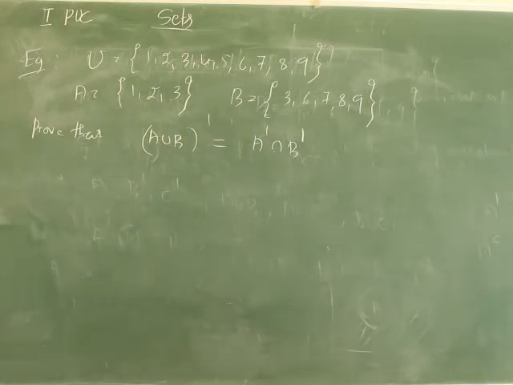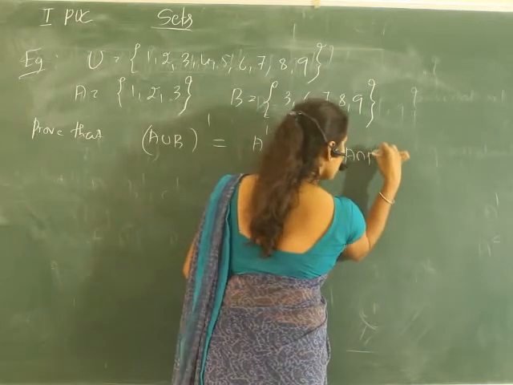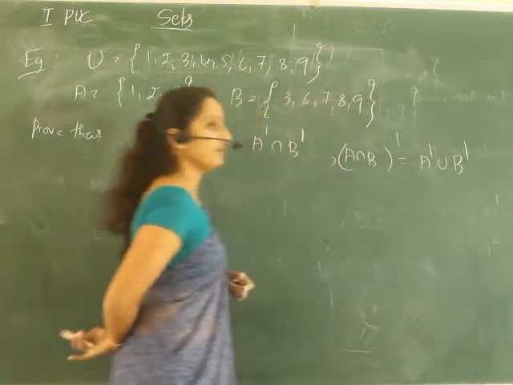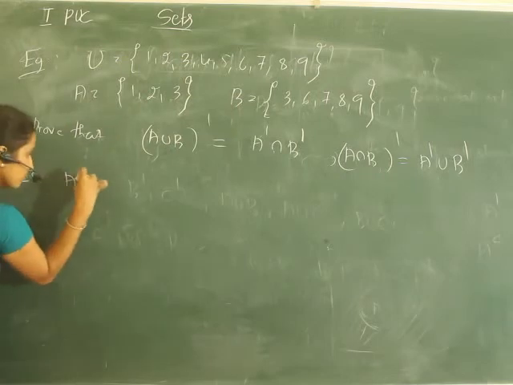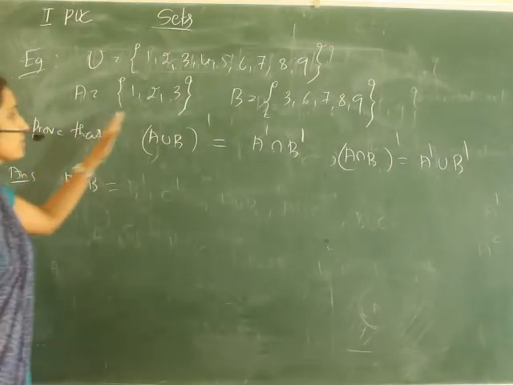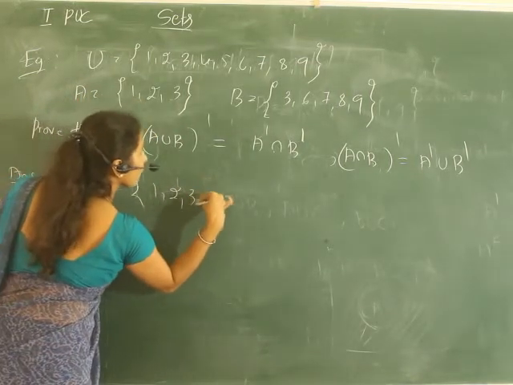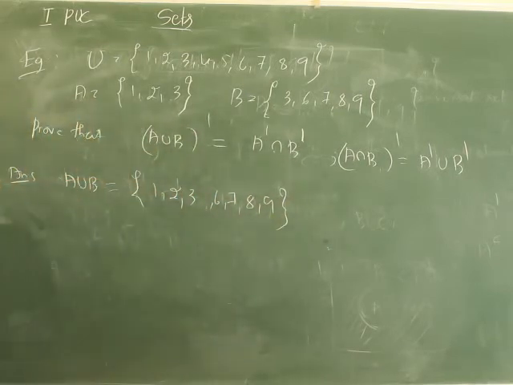It is given A, B and the universal set U. You have to prove that A union B whole complement is equal to A complement intersection B complement, and one more, A intersection B whole complement is equal to A complement union B complement. So first I'll consider what is A union B. Union of these two: 1, 2, 3, 6, 7, 8, 9.